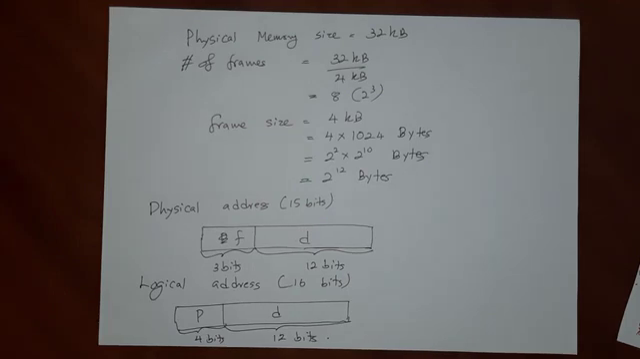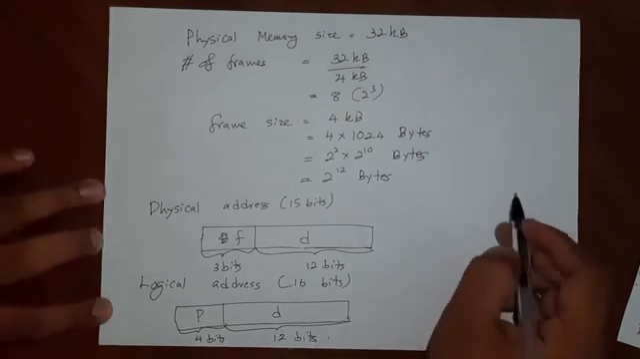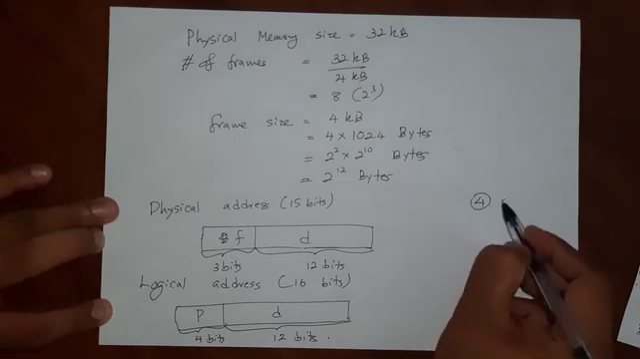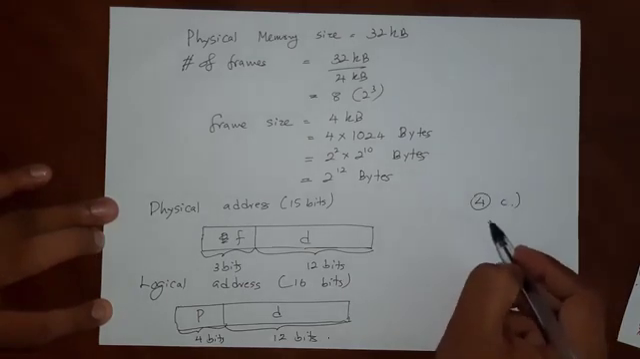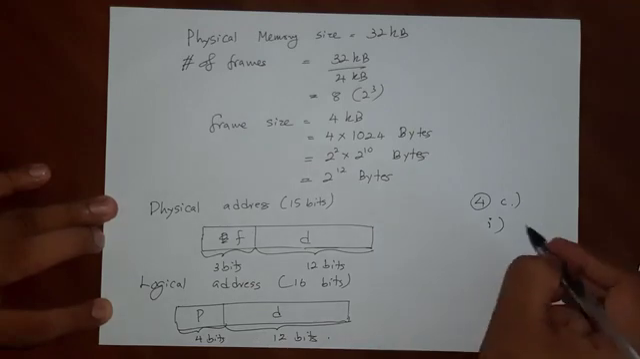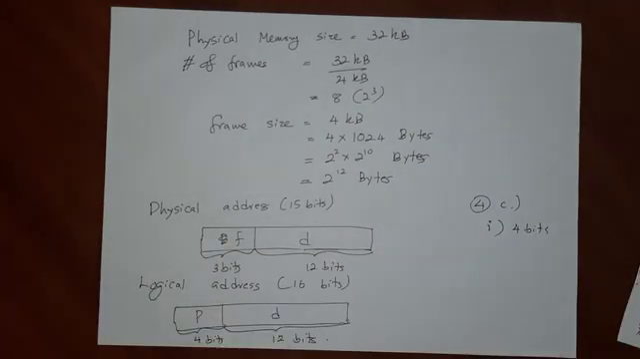The above 16-bit virtual address is made up of bits of the page number followed by the bits of the offset or the displacement. How many bits in the address are required to store a page number in this computer? Question number 4, part C. First one: you need 4 bits. That's the answer, 4 bits.